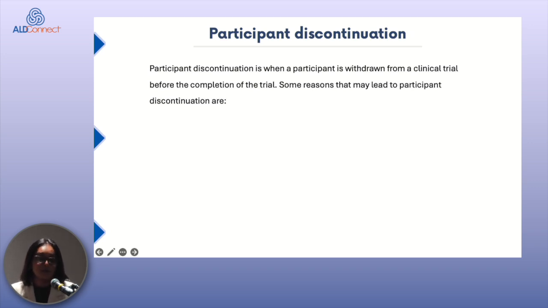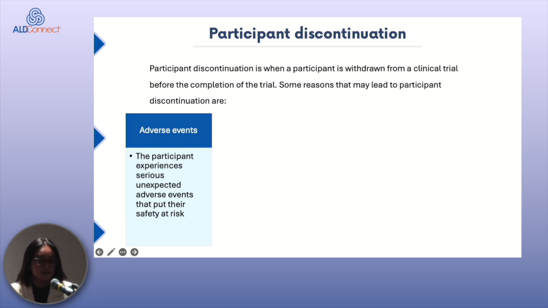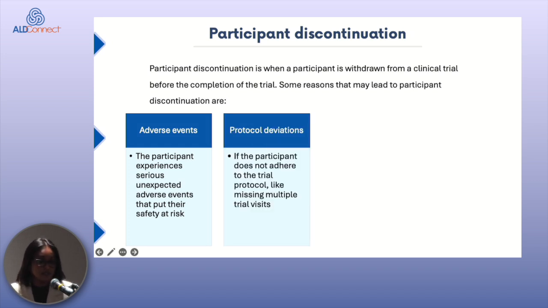So this happens when a participant is withdrawn from a clinical trial before they complete a trial. And there's scenarios where the FDA or the researcher may withdraw a participant, but participants also have the right to withdraw themselves at any point as well. So some reasons can be adverse events. So if the participant experiences serious unexpected adverse events that put their safety at risk. Protocol deviations. So if the participant does not adhere to the trial protocol, like missing multiple trial visits.